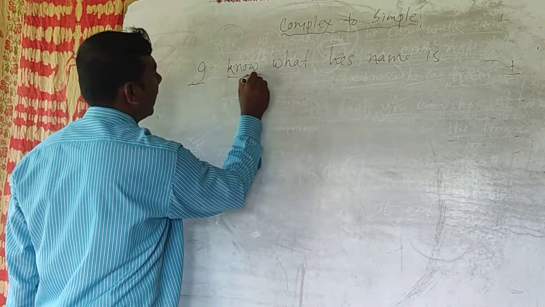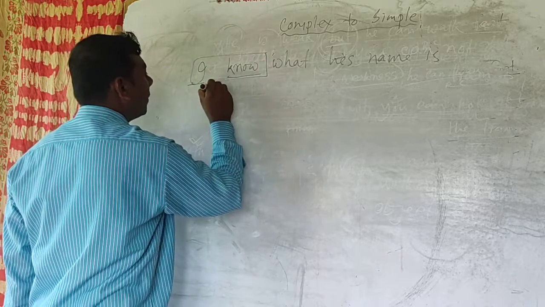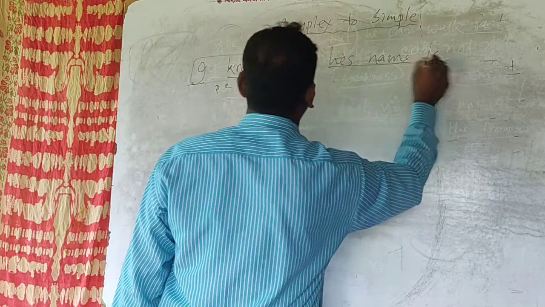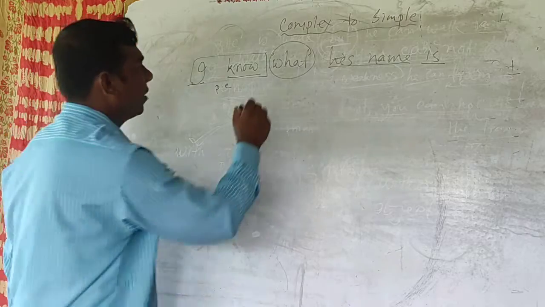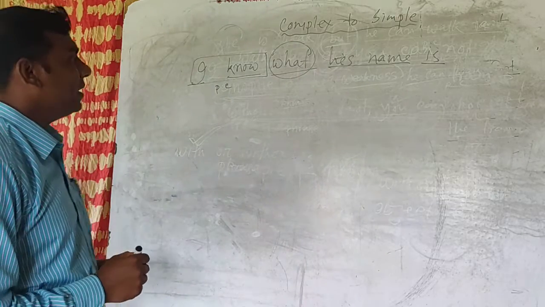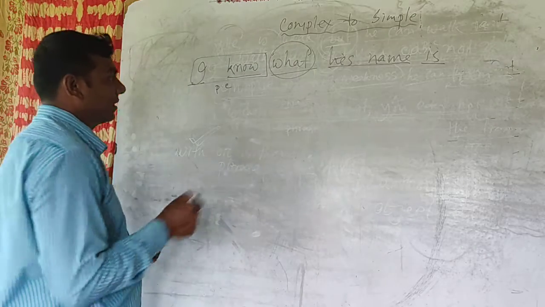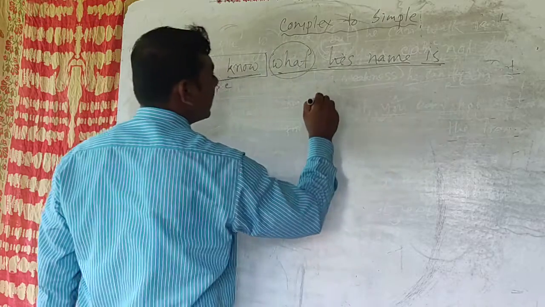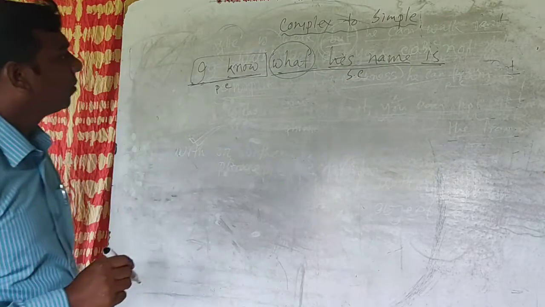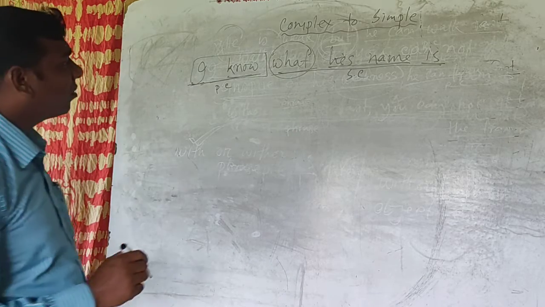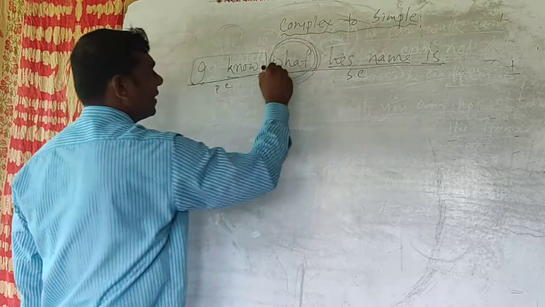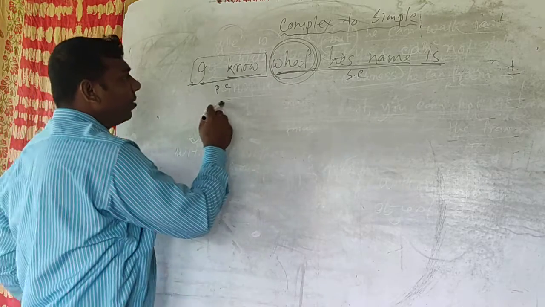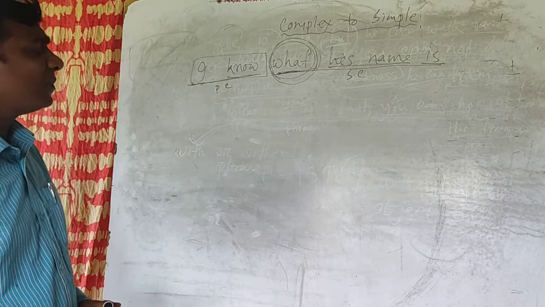Dear student, look at the board. I is a subject, know is a verb. So it's a principal clause. His name is a subject, is a verb, and what is a connective, a subordinating conjunction. Dear students, we know that one principal clause and one subordinate clause make a complex sentence. So here I know is a principal clause and what his name is is a subordinate clause. Why is what his name is a subordinate clause? Because here the subordinate clause starts with a connective, the subordinating conjunction what. So it's a subordinate clause. One principal clause and one subordinate clause make a complex sentence.